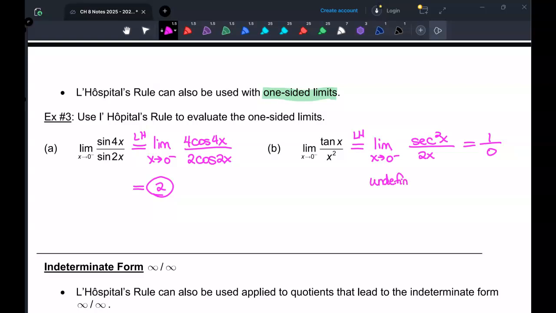This is no longer indeterminate form. So we can have a derivative where it's undefined, or we're going to write, instead of undefined, I should actually write does not exist.